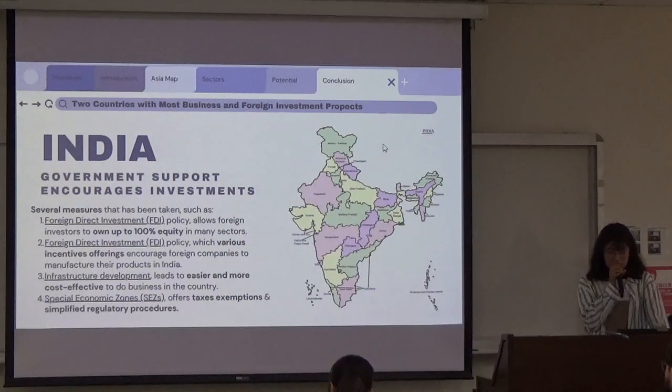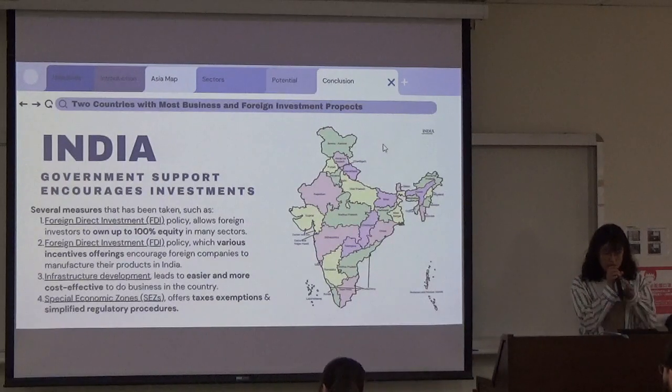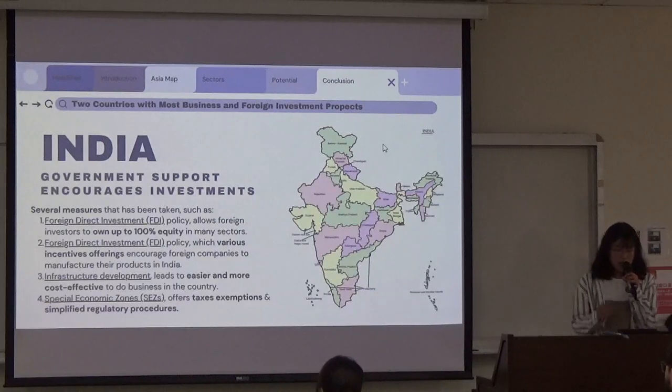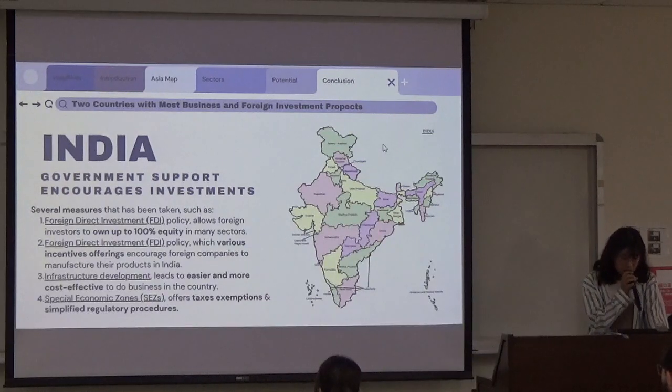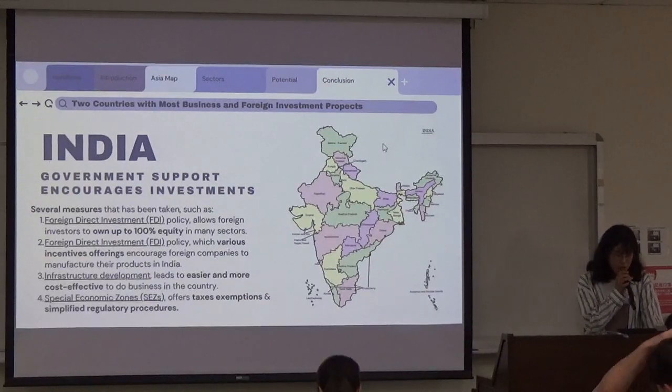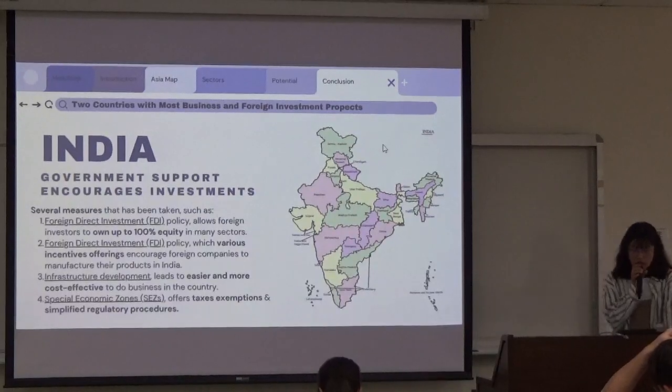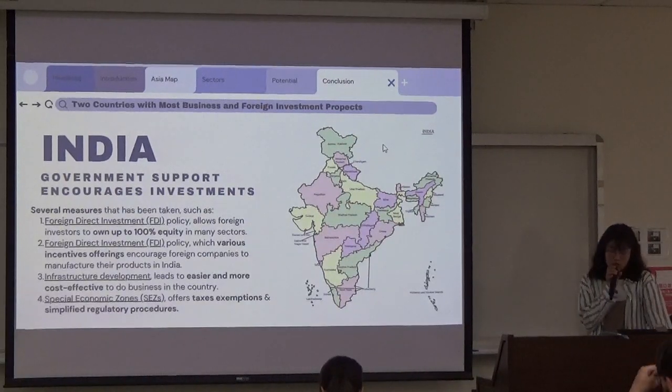Because of the FDI policy, it allows foreign investors to earn up to 100% equity in many sectors. And the second one is also about the FDI policy. The FDI policies have various incentives that encourage foreign companies to manufacture their products in India. And the third one is good infrastructure development. It leads to an easier and more cost-effective way to do business in the country.